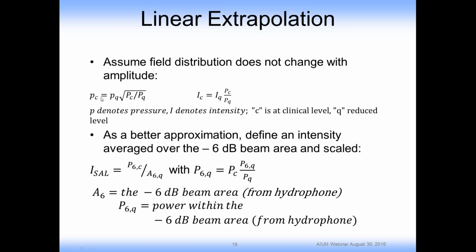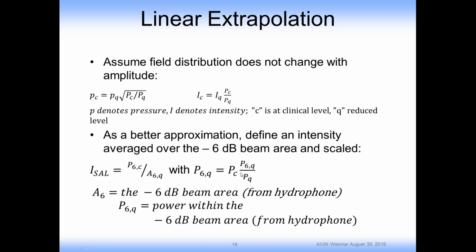Now, as I mentioned, this all assumes that the shape of the field, the distribution of the field, does not appreciably change. And in fact, it can in some cases. So as a better approximation, you can average out the change in the shape of the field by taking an average of the intensity along the 6 dB area of the beam, and that's where this ISAL concept comes in. Basically, you measure the power contained within the 6 dB area and divide by the area of the 6 dB area. And that's what this ISAL parameter is.